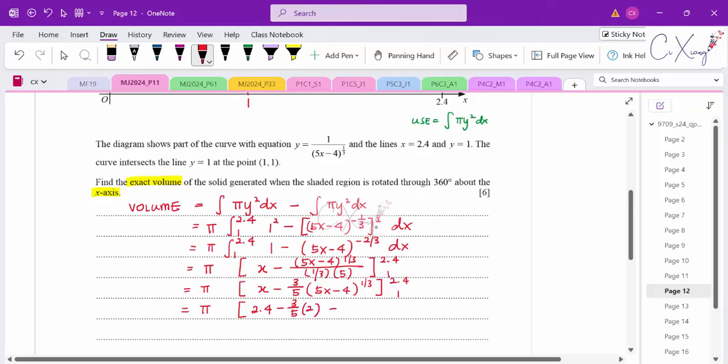Then minus, now you want to substitute in the 1. So substitute x equals to 1, you have a 1. Minus 3 over 5, you just copy. 5 minus 4, 4 is a 1. So 1 cube root also a 1. Then again, further simplify all the terms that you have in this part and make sure you don't do careless mistake.